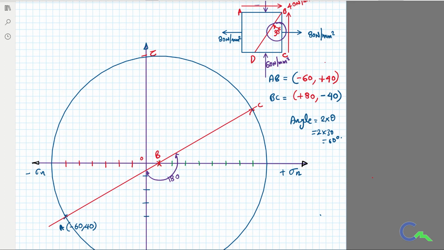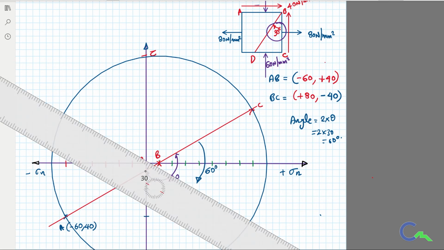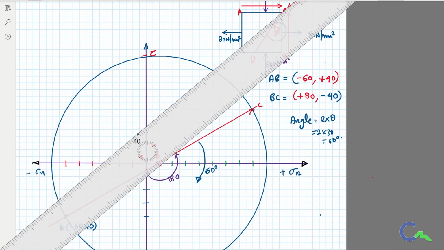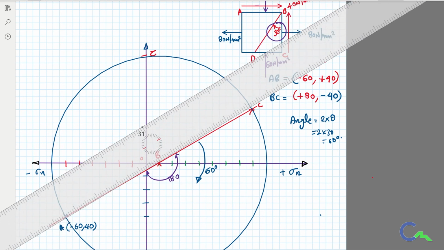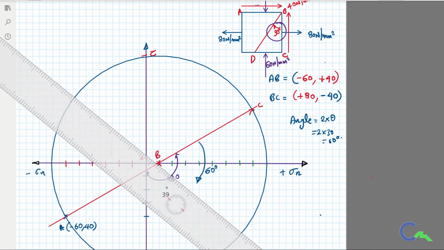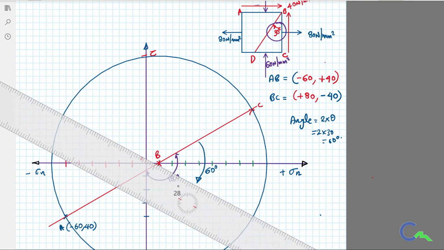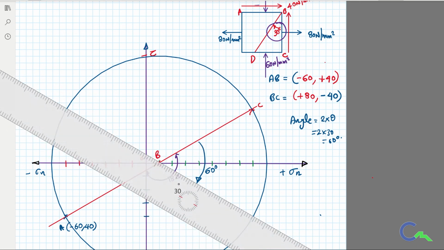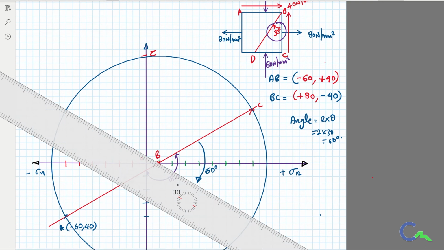So that I am going to draw here. In the clockwise direction I have to draw 60 degree. If you have a protractor, you can draw here. So this is 30 degree. Again I have to go total 60 degree. Therefore I can draw like this from the center.